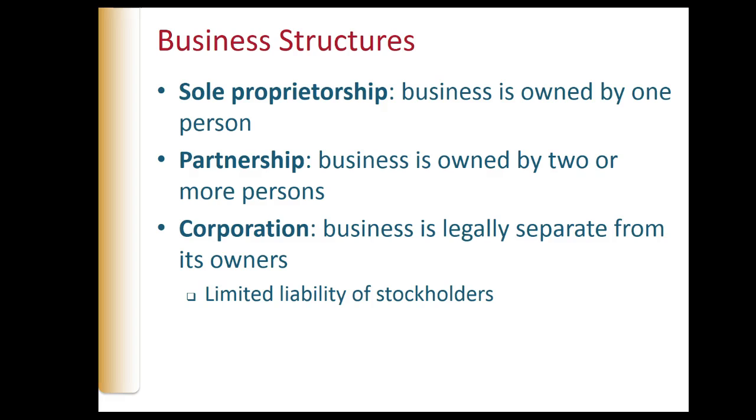The next would be partnerships, where a business is owned by two or more individuals. Then last, corporations. Now, corporations make up the largest amount of income that comes into the United States, but those are businesses that are separate from its owners. A big piece of corporations relate to the limited liability of their shareholders. We'll talk more about various types of business entities later, but I just wanted to cover in a nutshell those three primary forms.